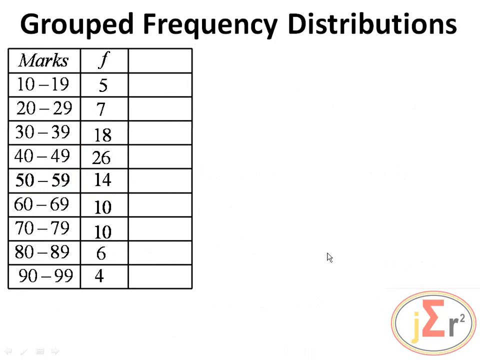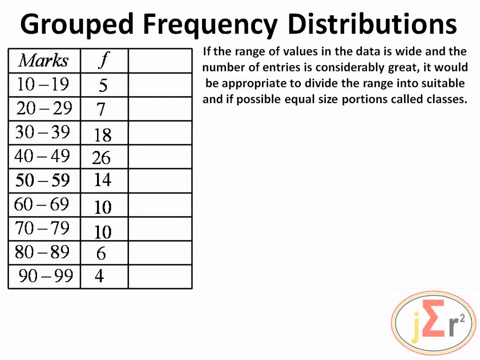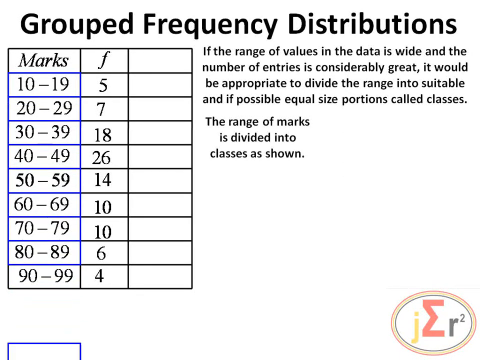We'll move merrily on to grouped frequency distributions. If the range of values in the data set is wide and the number of entries is considerably great, it would be appropriate to divide the range into suitable and, if possible, equal sized portions called classes. The range of marks is divided into classes as shown, and those are the classes in blue. So we have classes from 10 to 19, 20 to 29, 30 to 39, 40 to 49, and those are the classes.